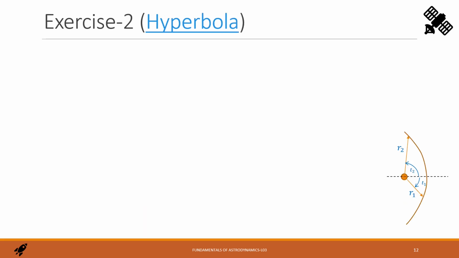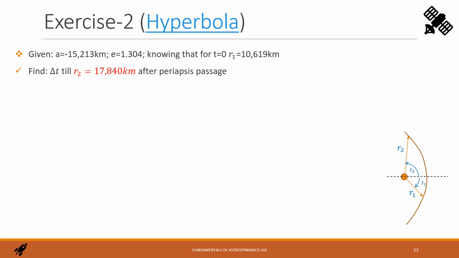The second exercise is a little different. Here are given the measured semiaxis A and the eccentricity E. Moreover, for t equals 0, the radius r1 is known. The task is to find the delta time for reaching the radius r2 greater than r1 after periapsis passage.